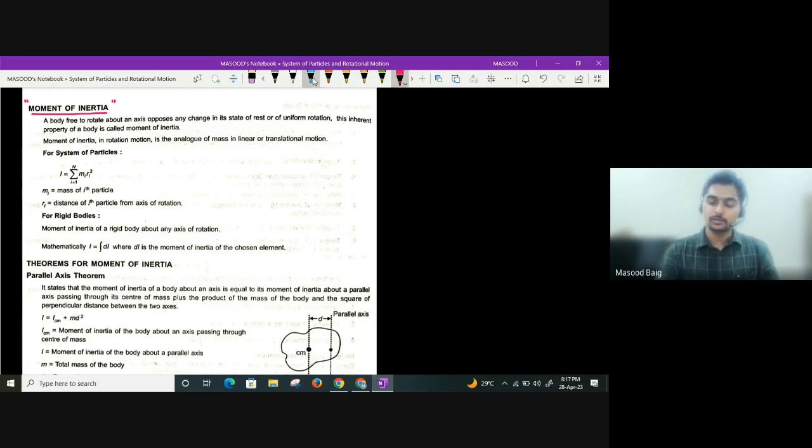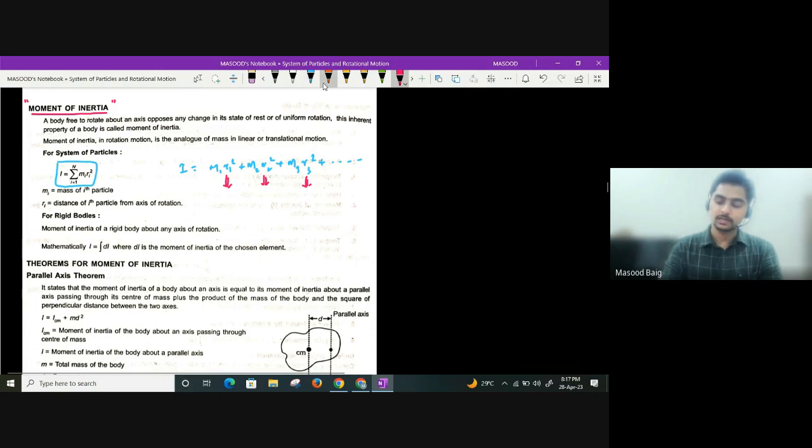Now, if you have point masses, then I can directly write moment of inertia as sigma m_i r_i square. Means if a system of particles is given, point masses are given, m1 r1 square plus m2 r2 square plus m3 r3 square, and so on, you can write, guys. This will be the moment of inertia for a system of particles. What are r1, r2 and r3 here? These are the perpendicular distances of the masses from the axis of rotation, guys.